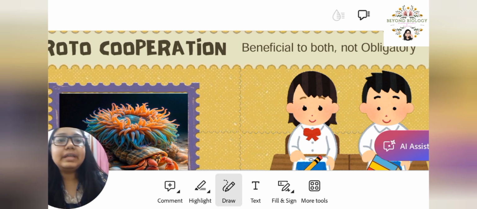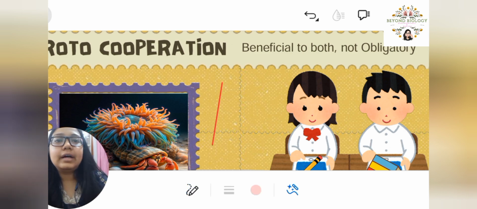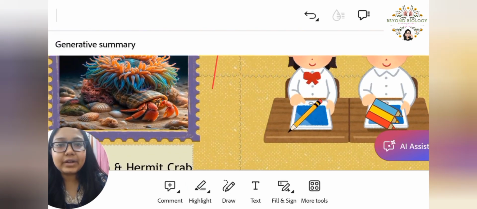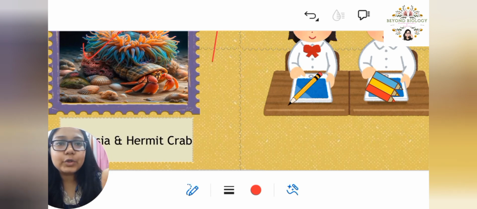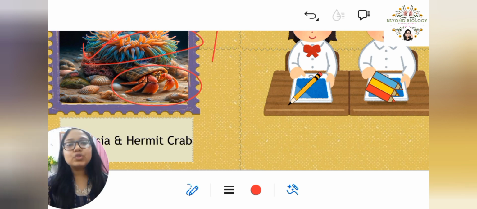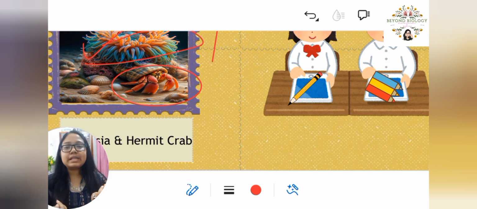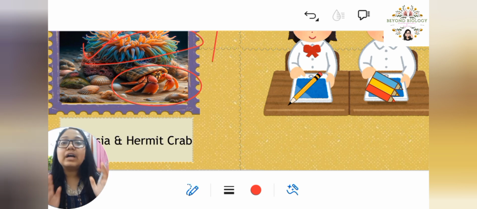The example here is that of Adamsia and the hermit crab. See here, the Adamsia is the one at the top, a sea anemone, and the hermit crab is the crab here. How do they both get benefited? The Adamsia gives protection to the hermit crab, and it also secretes a chitinous substance, and thereby increases the shell life of the hermit crab.